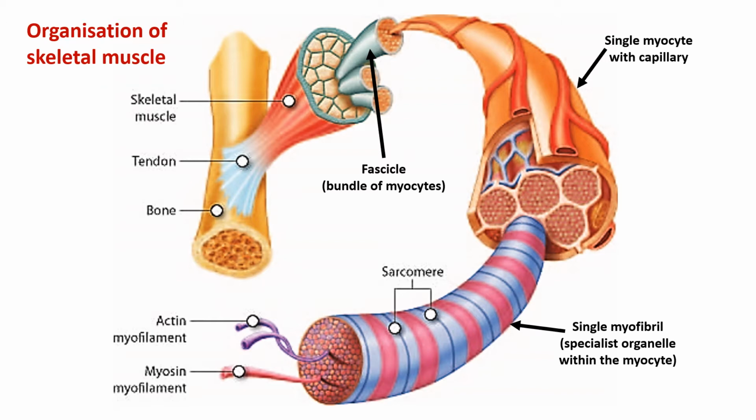Those are then divided up into sections called sarcomeres. We'll look at sarcomeres next. Within those sarcomeres, we have our myofilaments. And there you can see right at the end sticking out an actin myofilament and a myosin myofilament. And it's the interaction of those myofilaments that gives us contraction.